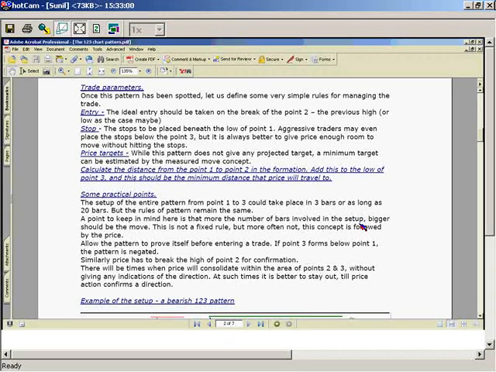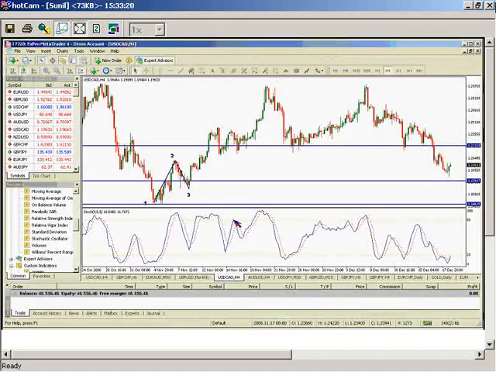And there will be times when price will consolidate within some areas without giving any indications of the direction. At such times, it is always better to stay out till price action confirms the direction. So if you come across a 1, 2, 3 pattern where you're looking at some kind of consolidation after this, say after your point 2, you have price going in a consolidation for quite some time and it refuses to break out, it's better to leave it and go somewhere else. Look for some other patterns. Consolidation usually negates the pattern or dilutes the effectiveness of the pattern.